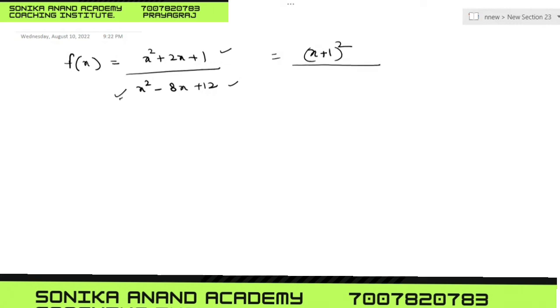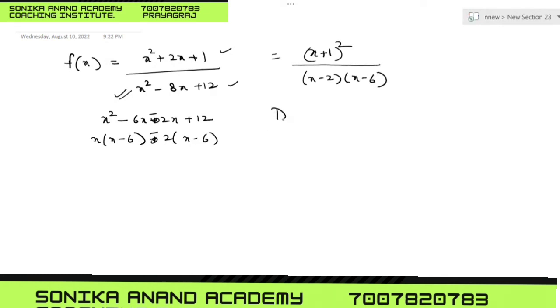Now what is the factorization of this? Ma'am, I don't think I can do this. Clear? Okay. Okay, ma'am.